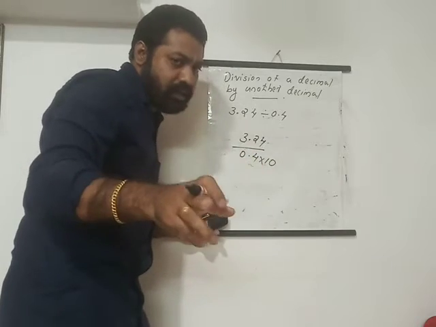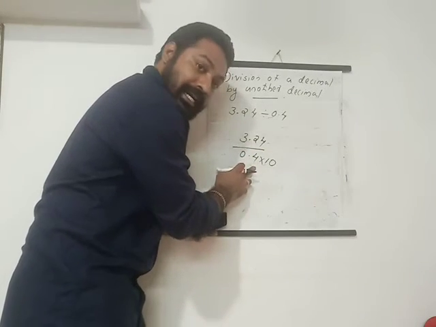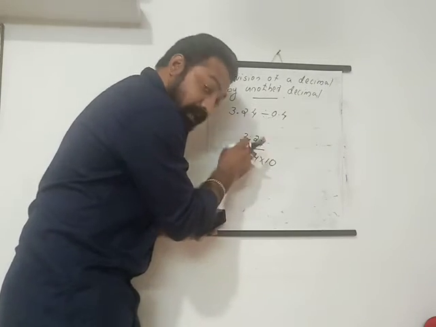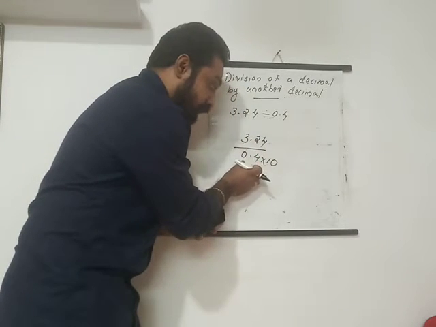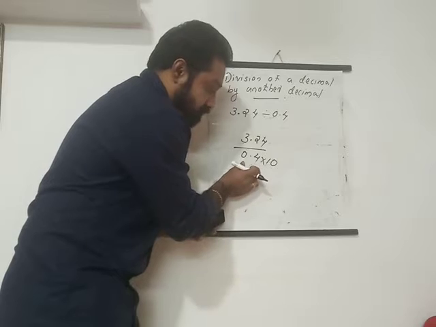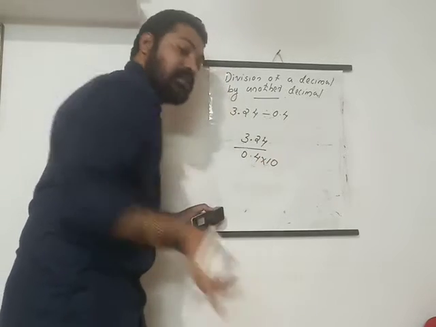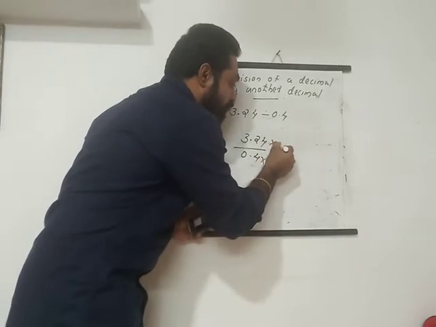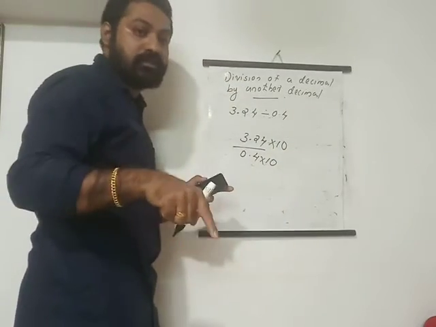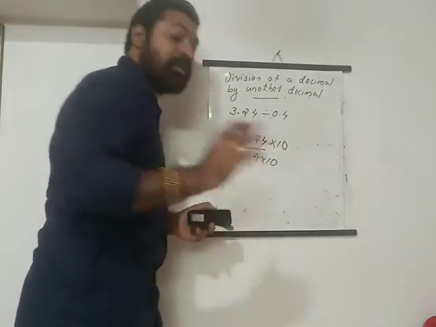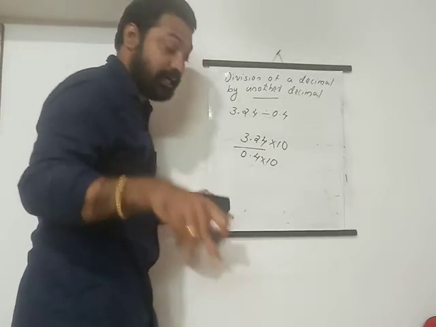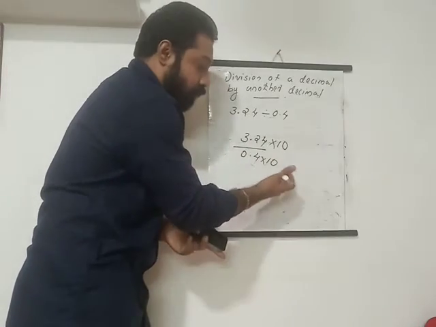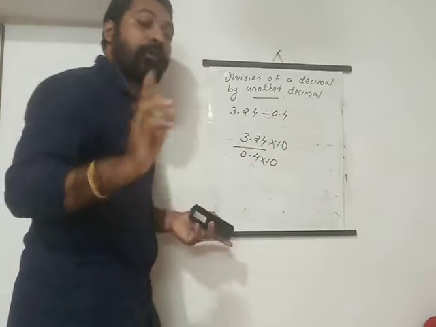Okay? So I multiply this one with 10. But here, what you have to keep in your mind is that I multiplied this denominator with 10. The same thing I have to do in the numerator too, because this fraction won't be changed. We learned like fractions, isn't it? Like fractions we learned. Whatever we are doing on the denominator, we have to do on the numerator too.